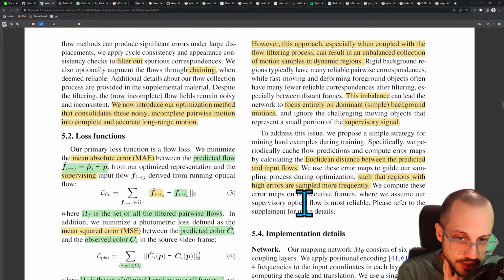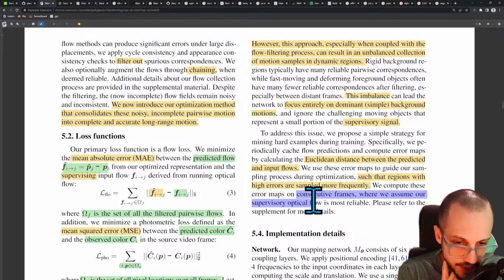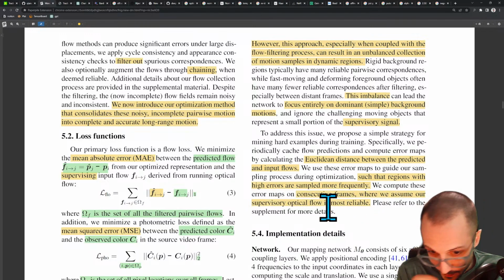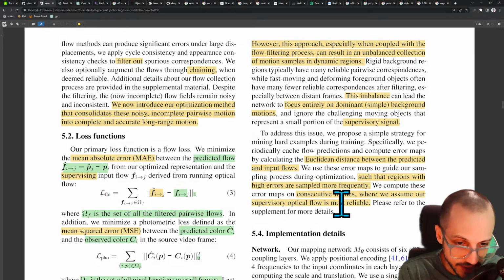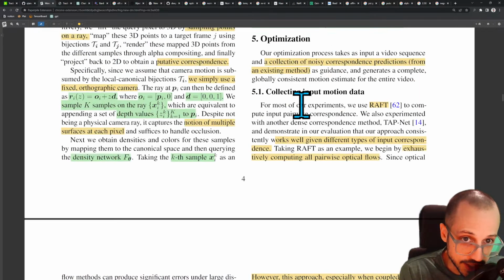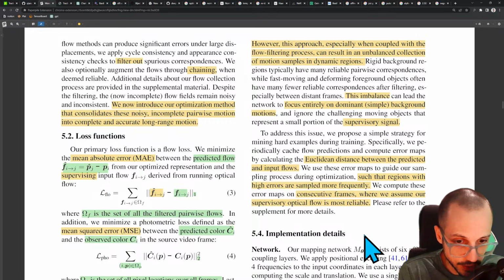We compute these error maps on consecutive frames where we assume our supervisory optical flow is most reliable. Of course, because they're using these kind of pseudo labels, they're basically using optical flow from a separate technique. They don't want to be doing this between frames that are further apart, because the technique that they use, RAFT, is going to work not as well for frames that are far apart. So they're going to use frames that are close together.